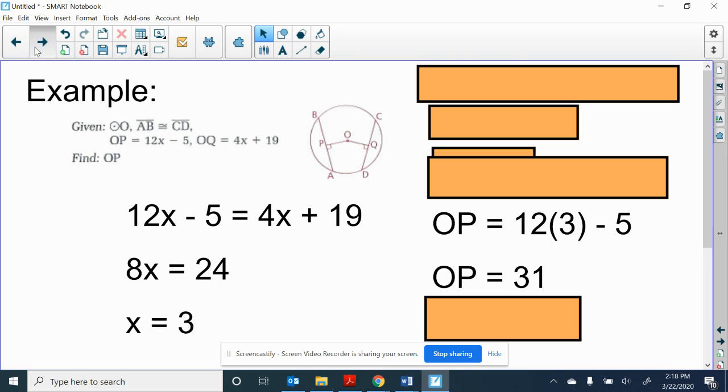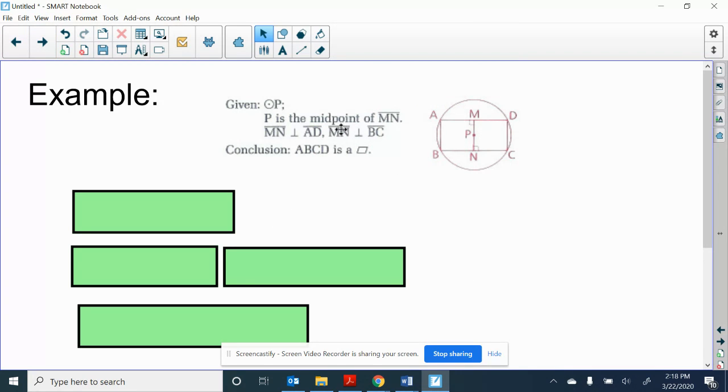Okay, next example. Here we're told P is the center of the circle, and it's also the midpoint of MN. I have perpendicular up here, perpendicular down there. PM is perpendicular to AB, and PN is perpendicular to BC. We want to show that ABCD is a parallelogram. And actually, if you really think about it, ABCD isn't just a parallelogram. It will end up being a rectangle, but that's not what we're asked to show here. We're just asked to show that it's a parallelogram.